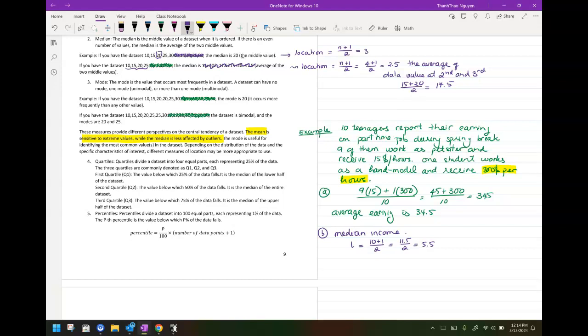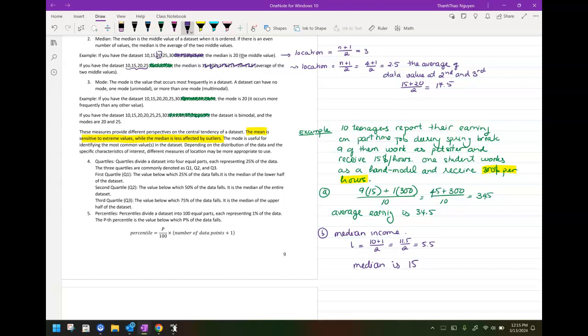So the 9 students make 15 per hour. If you lay these numbers out, the first 9 numbers are 15. So at locations 5 and 6, they are 15 and 15. So this tells us that the median is 15. This is a better representation of the earnings that these 10 students received during the spring break.